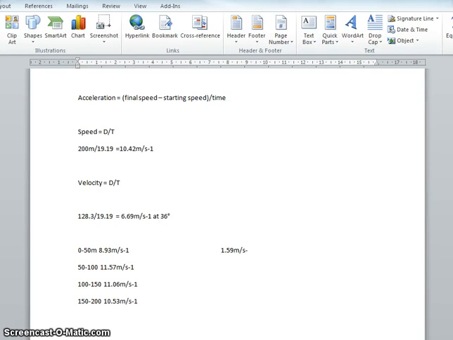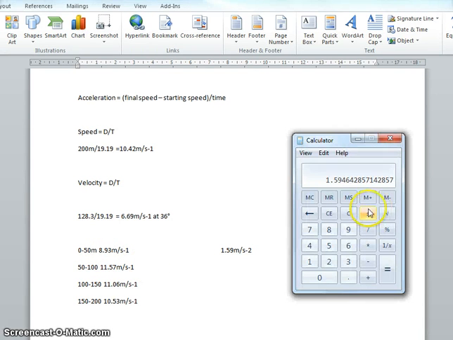Meters a second, this time is minus 2. So we're looking at acceleration. What is it going to be this time? Here is our final speed, and here's our starting speed. First of all, on the calculator, you're going to have to do 11.57 minus 8.93, because his final speed going out of this interval is here, and his speed going into the interval is here. So equal that. That's 2.64.